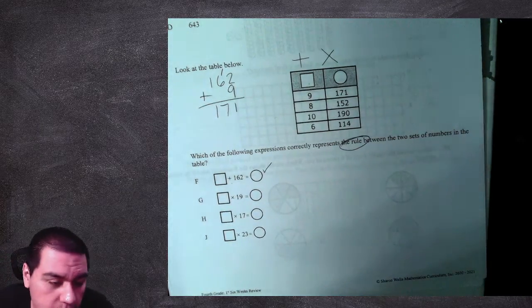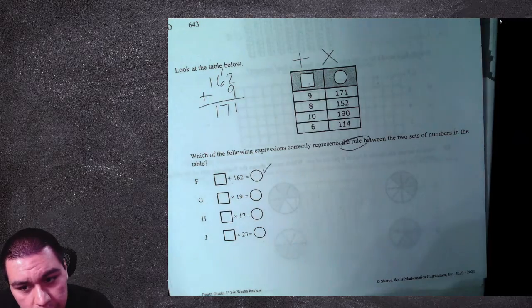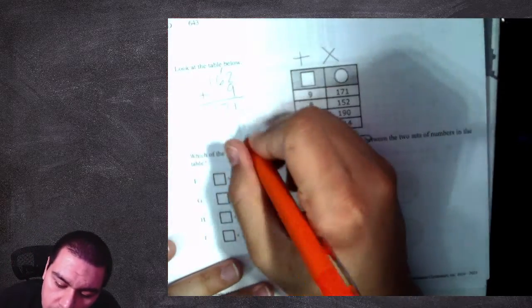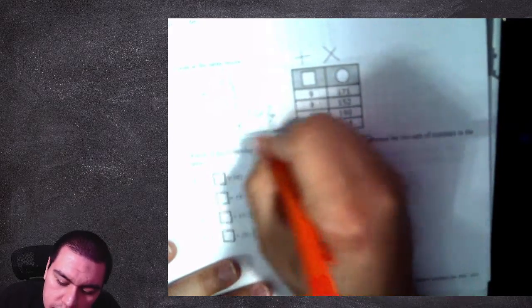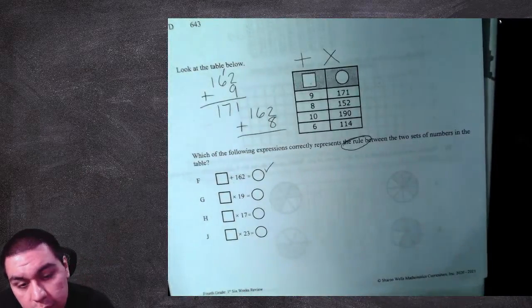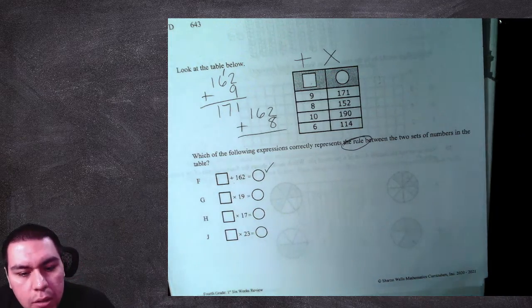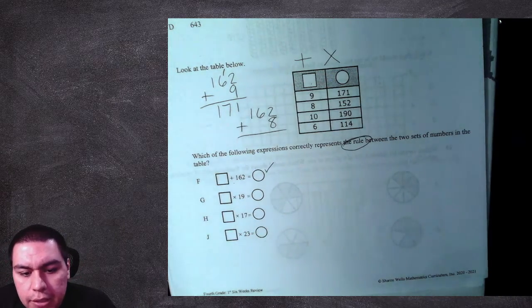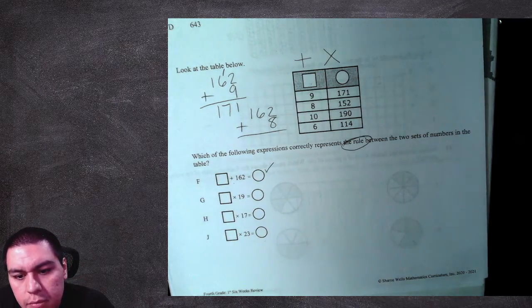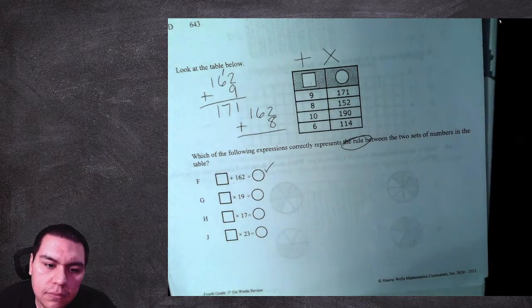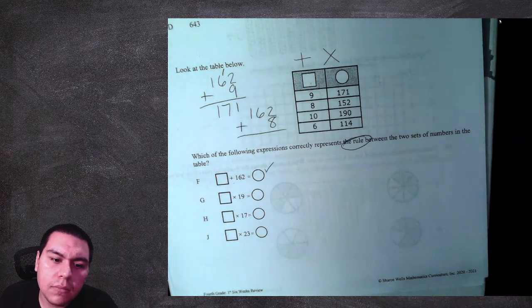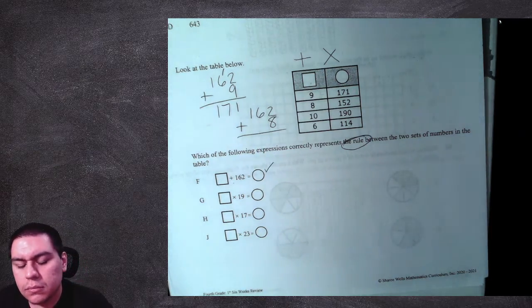That doesn't mean I go ahead and circle it, because I have to check all the numbers. 162 plus 8, since that's my second number. Let's try it. What's 2 plus 8?